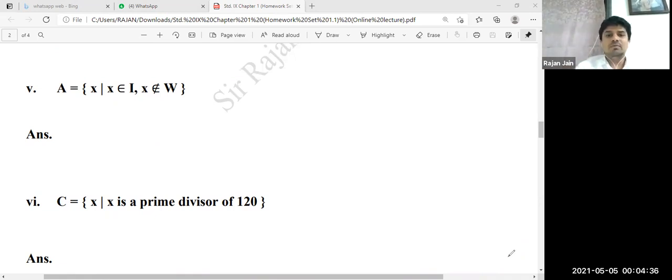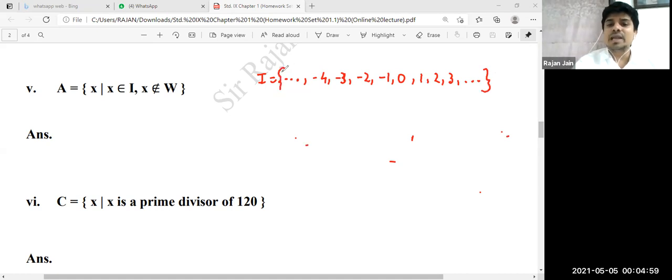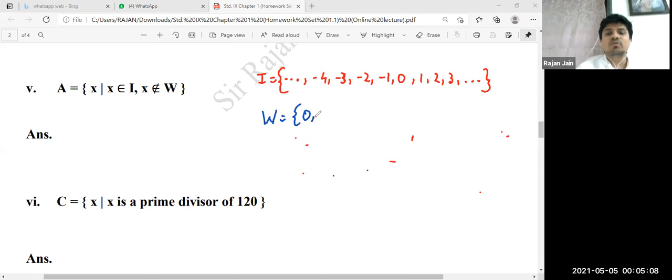Now look here, when I talk about integers, which numbers come in integers? Can I say it will start from infinity on the negative side: -4, -3, -2, -1. Then 0 will come, 1 will come, 2 will come, 3 will come, and it will go till infinity on the right hand side. So this is the set of integers. Now when I talk about whole numbers, whole numbers start from 0 only. So 0, 1, 2, 3 and it will go till infinity. So you understand what an integer is and what a whole number is.